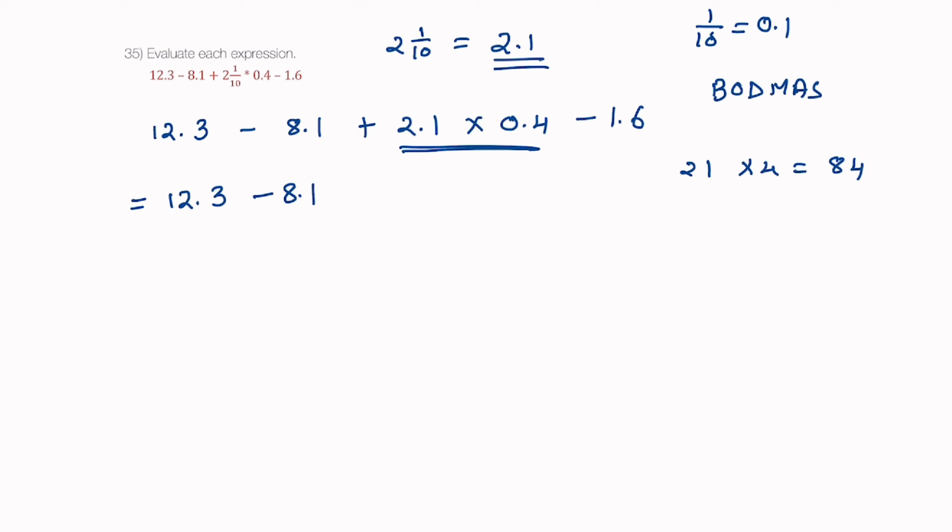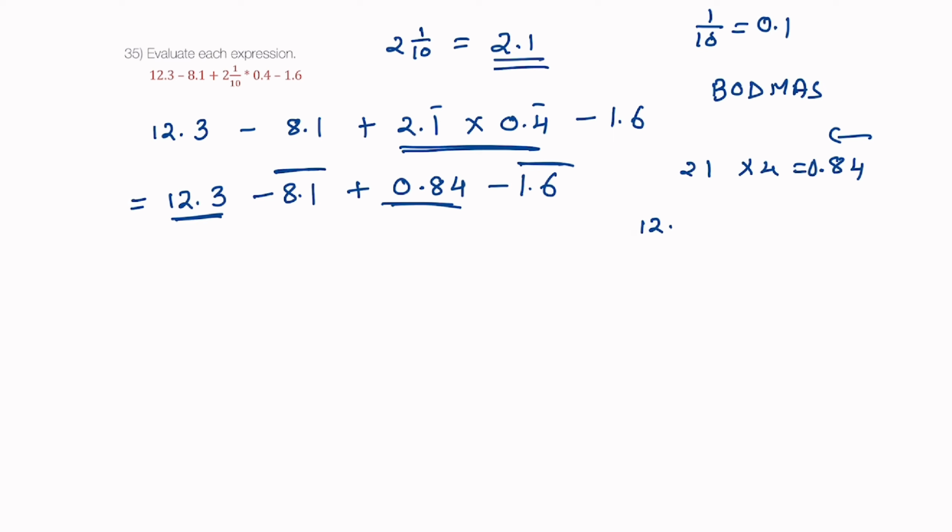Now, how many digits do we have as decimal digits? 1 over here and 1, which means 2. From here, we start counting. So the answer for this is plus 0.84 minus 1.6. Now, what do we do next? Let's add the positives together and the negatives together.